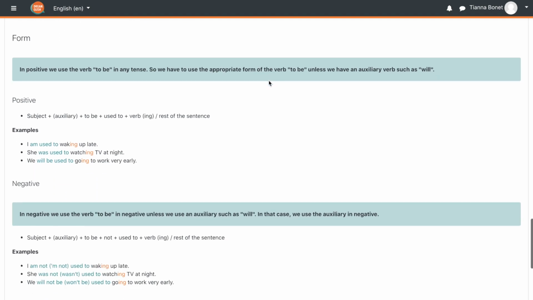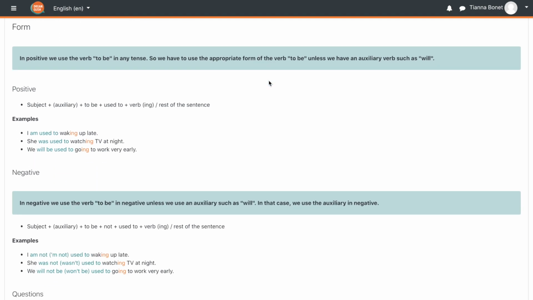Form. In positive, we use the verb to be in any tense, so we have to use the appropriate form of the verb to be unless we have an auxiliary verb such as will. A positive sentence is subject plus auxiliary plus to be plus used to plus verb ing plus the rest of the sentence. Examples. I am used to waking up late. She was used to watching TV at night. We will be used to going to work very early.